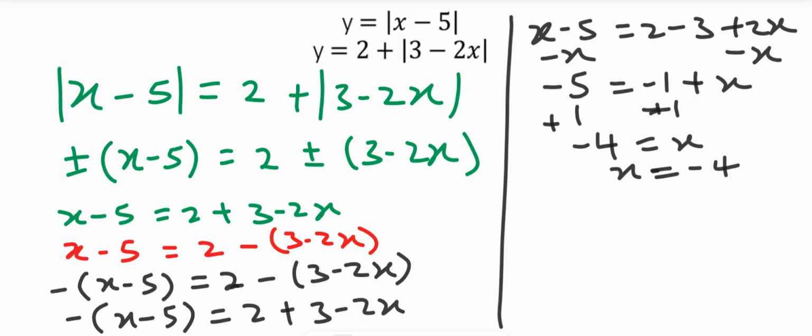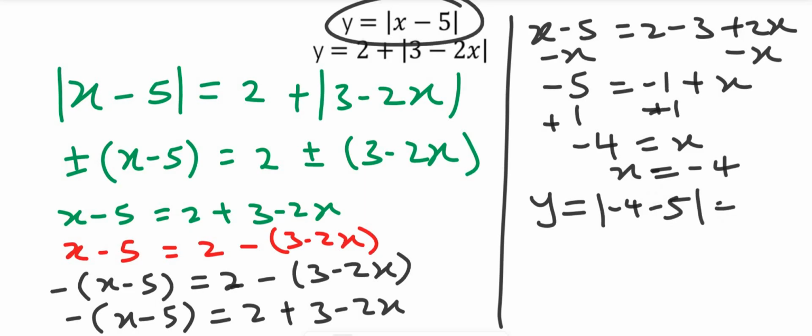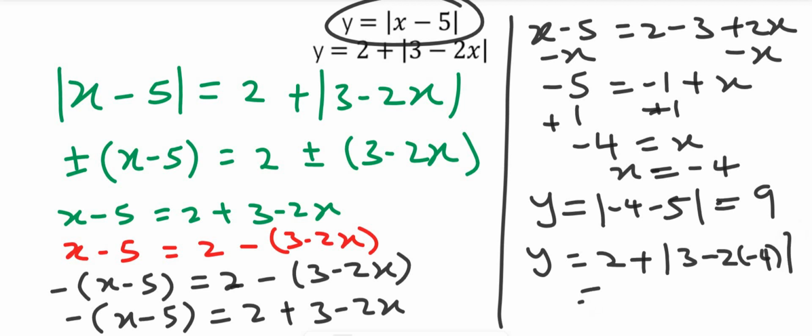So with negative 4, I can check if negative 4 satisfies the two equations given in terms of x. Negative 4 minus 5, I'm using this now. This is 9. Modulus of negative 9 is 9. Let me check the second one: 2 plus modulus of 3 minus 2 times negative 4. This is 2 plus modulus of 3 plus 8. This is 2 plus 11, which gives 13.